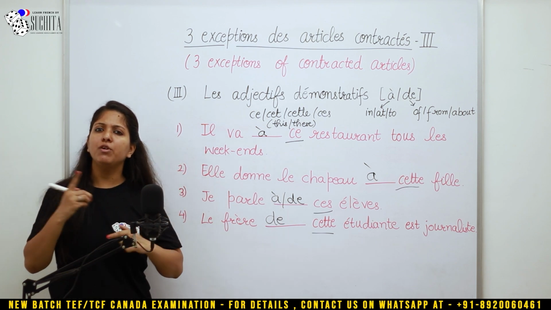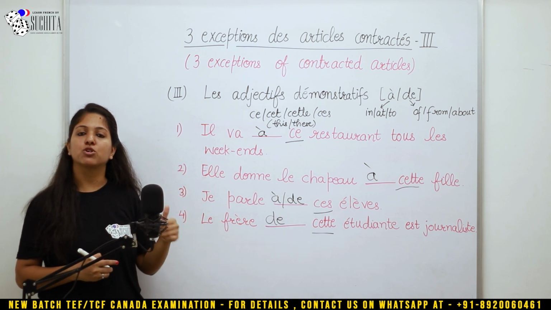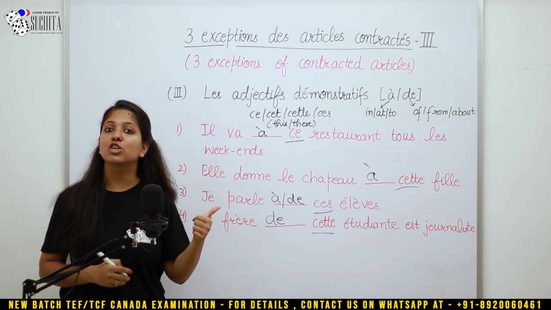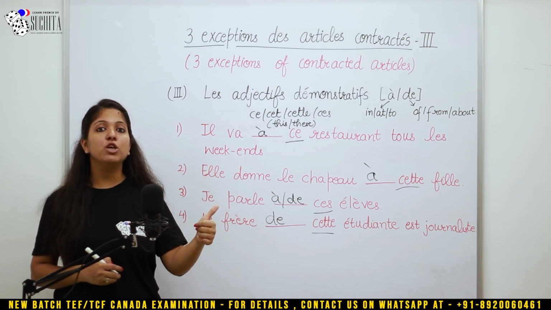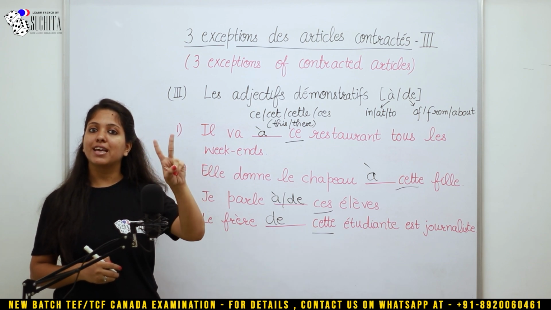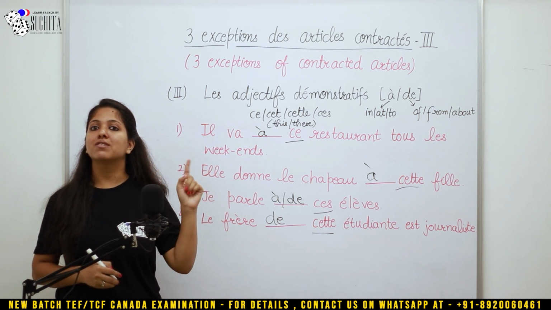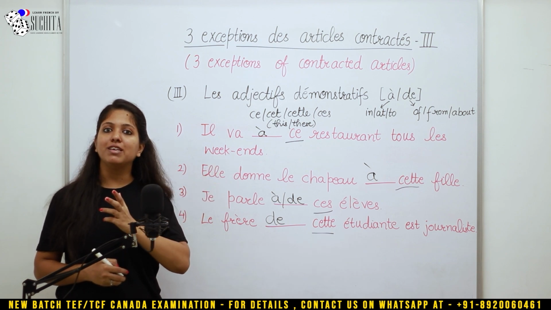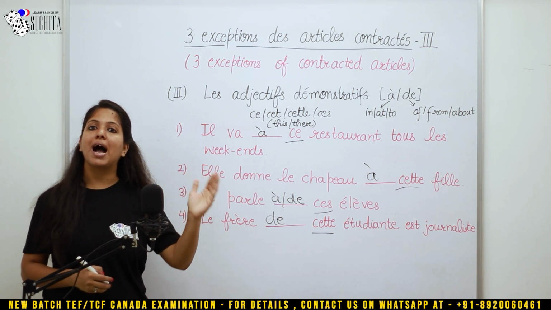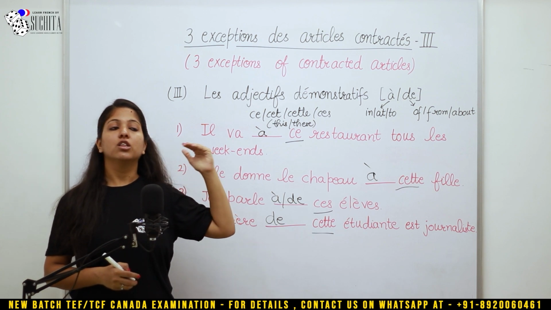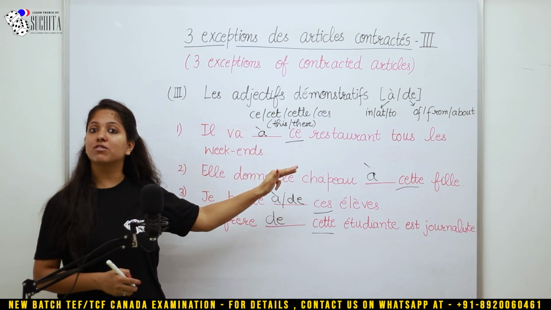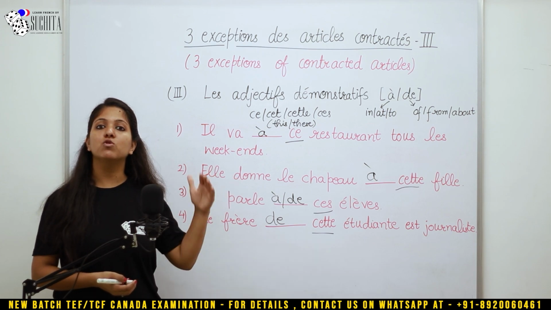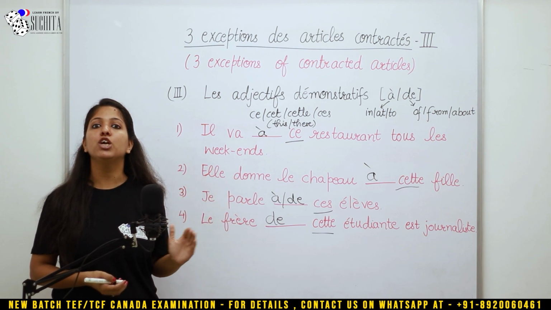I'm going to give you a brief recap of all the three exceptions. The first being the proper nouns. If the word which is next to the dash is a proper noun, then you simply use à or de. Second, if the word which is next to the dash is a possessive adjective, mon, ma, mes, ton, ta, tes, or any of these, then also you will simply use à or de. And the third, the word which is next to the dash is a demonstrative adjective, so ce, cet, or ces, then also you simply use à or de. You do not apply any contractions.